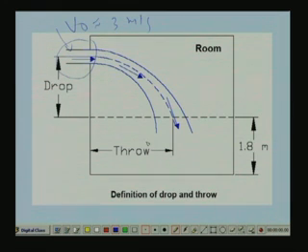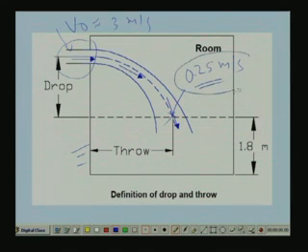Okay, so here throw is defined as the distance from this point to a point where the velocity has reduced to 0.25 meter per second. Okay. So, when the velocity of the center line reduces to 0.25 meter per second, measured at a height of 1.8 meter, that distance is called throw. So, this is your throw. Okay. And what is the drop? Drop is nothing but the vertical distance at the point at which the air stream has reached a velocity of 0.25 meter per second, from the center line of your supply outlet. So, this is your drop. Okay.